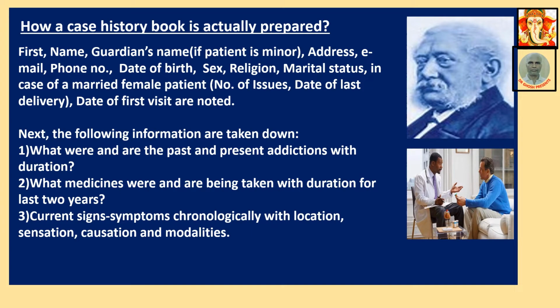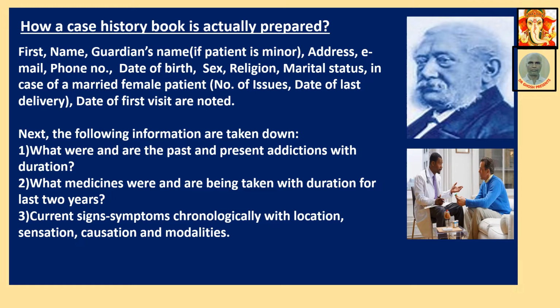How a case history book is actually prepared. First, name, guardian's name if patient is minor, address, email, phone number, date of birth, sex, religion, marital status. In case of a married woman, number of issues, date of last delivery, and date of first visit are noted. Next, the following information is taken down. Number one, what are the present and past addictions with durations. That is, patient's past addictions and present addictions with duration must be noted. Number two, what medicines were and are being taken with duration for the last 2 years.